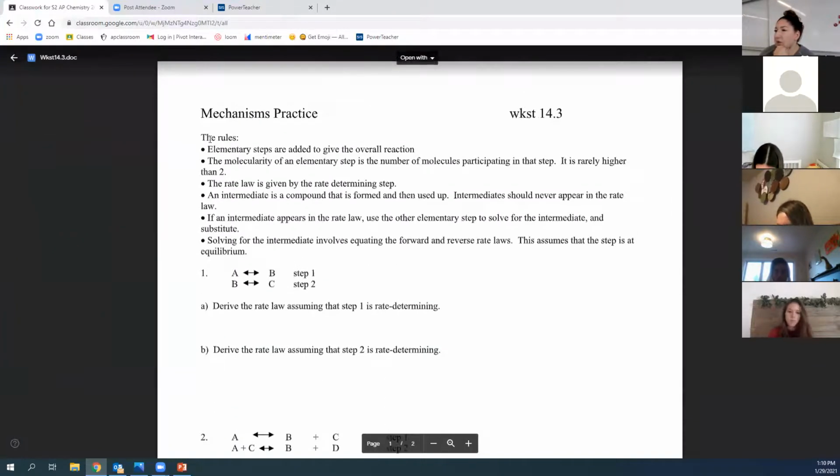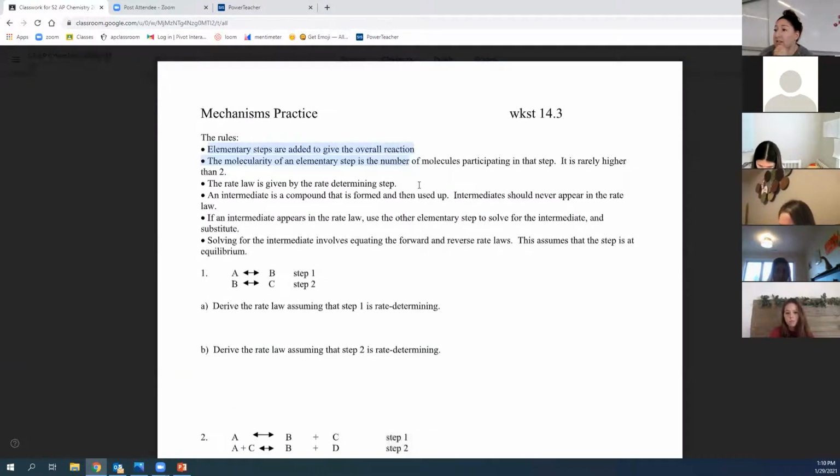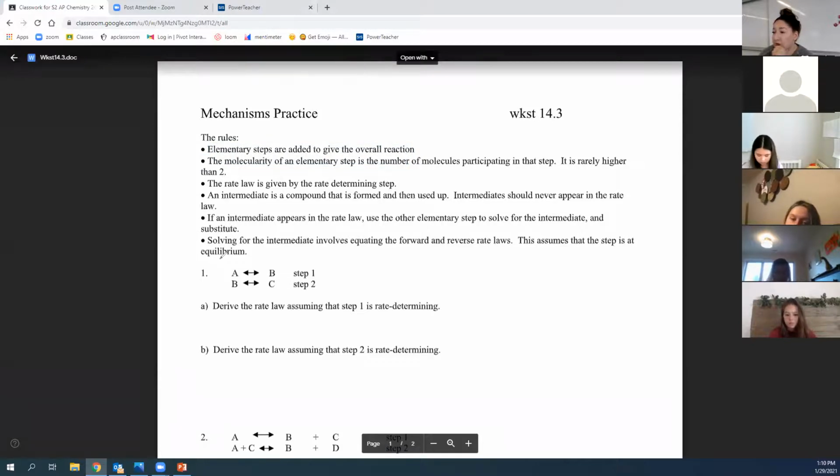All right, so elementary steps are added to give the overall reaction. You've got these two elementary steps. And the molecularity is the number of particles in that step. It's rarely higher than 2, right? This is uni, this is uni. That's only for elementary steps.